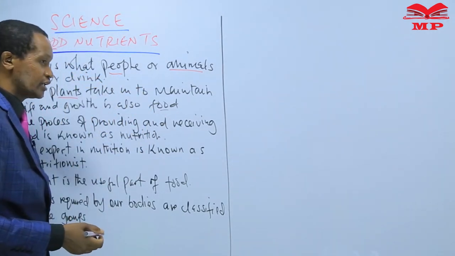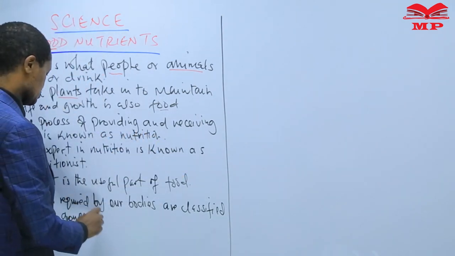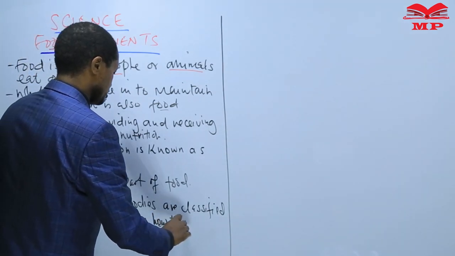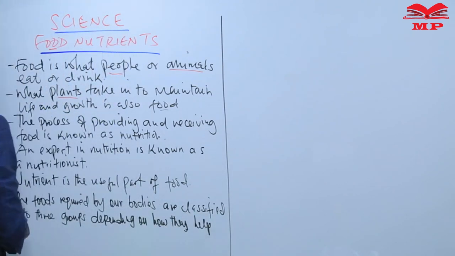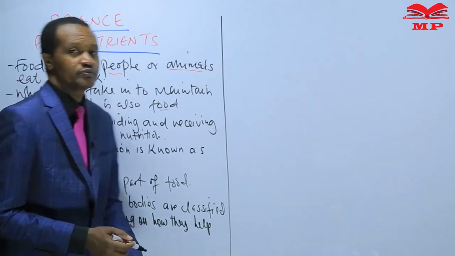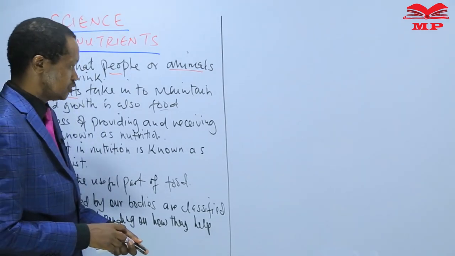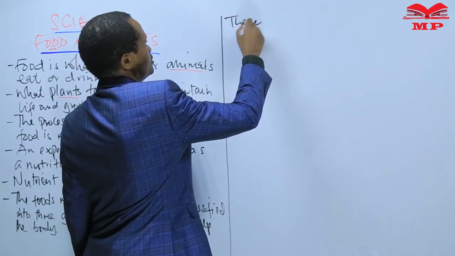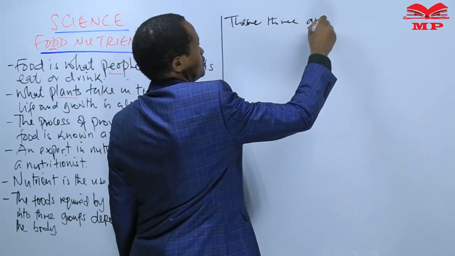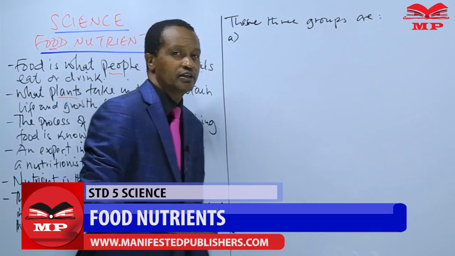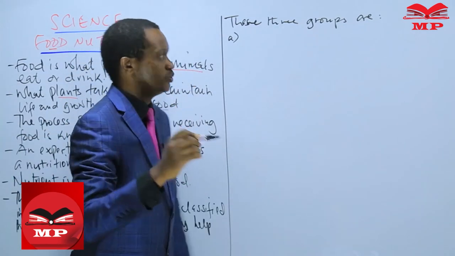Foods are classified into three groups depending on how they help the body. So we are going to name these three groups. The first one is energy giving foods.